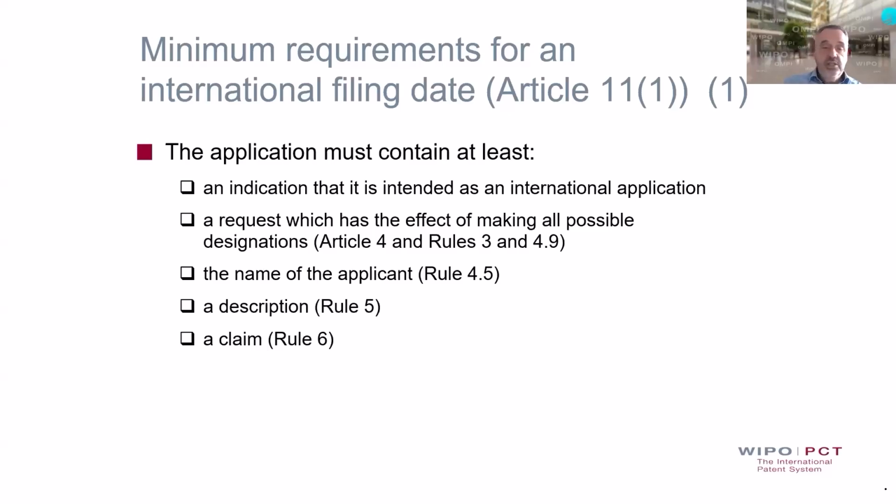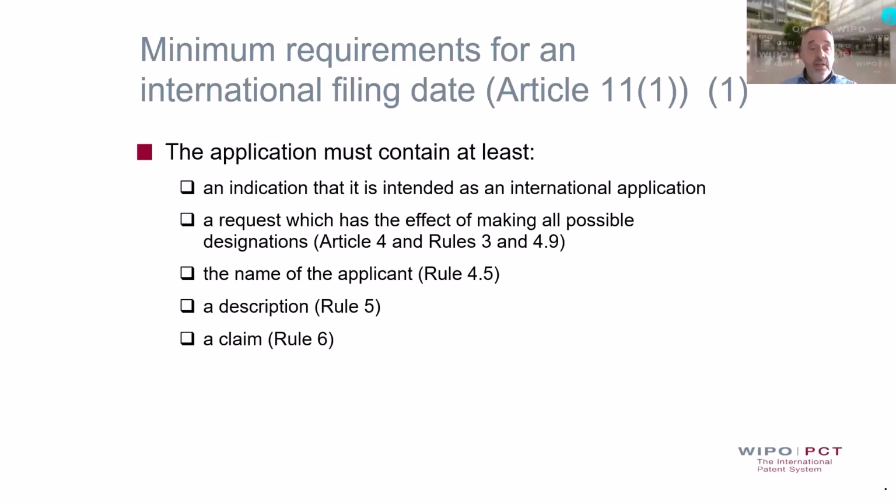And the requirements under the PCT to get an international filing date are arguably not all that high. So what you need to comply with is you need to show that you have an intention to file an international application. And if you use software that's available like ePCT to file your application, it's very clear what you're doing is filing an international application. You need to have a request in your application, which is essentially the request form, again, contained in filing software like ePCT, and that has the automatic effect of designating all contracting states.